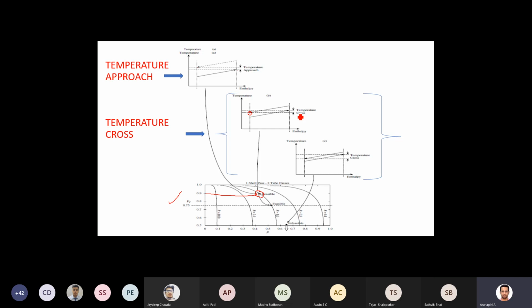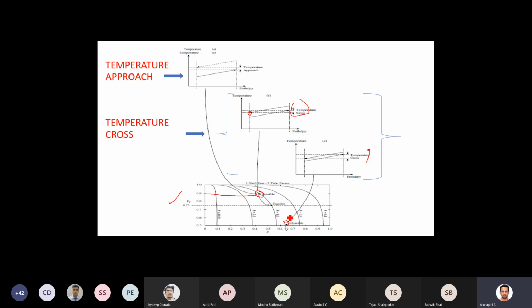So what happens? The temperature cross. This is called temperature cross. Okay. So here we have a small temperature cross. Then here your LMTD value has come down to 0.75. Still, if you go to a higher temperature cross, what happens? This goes like this. So your LMTD correction factor goes to 0.5. So that's not permissible.